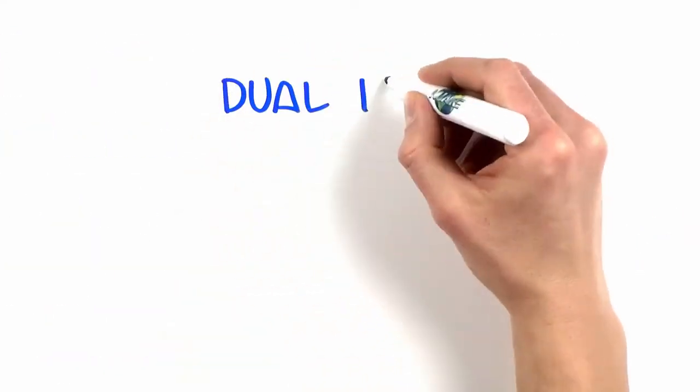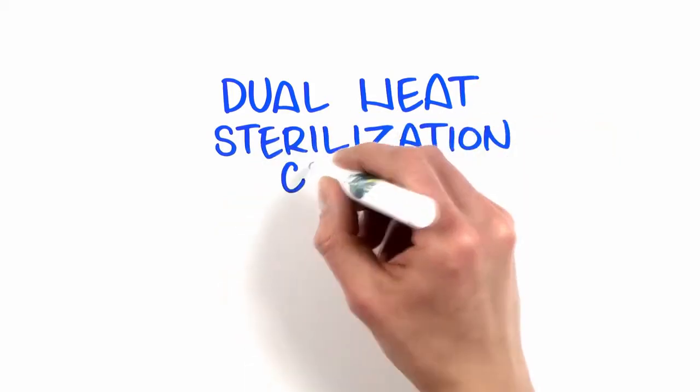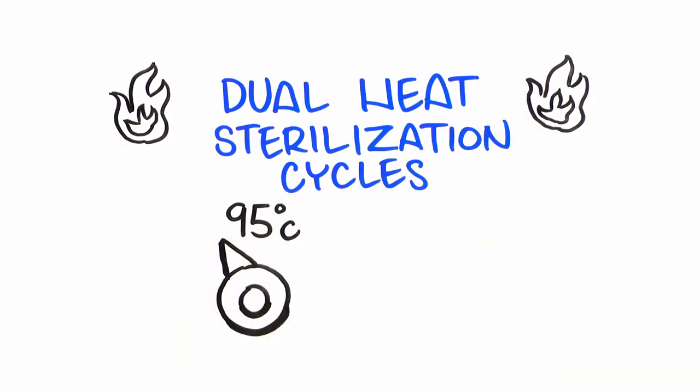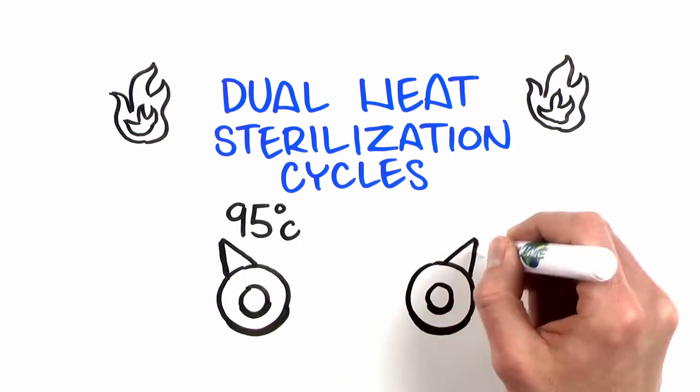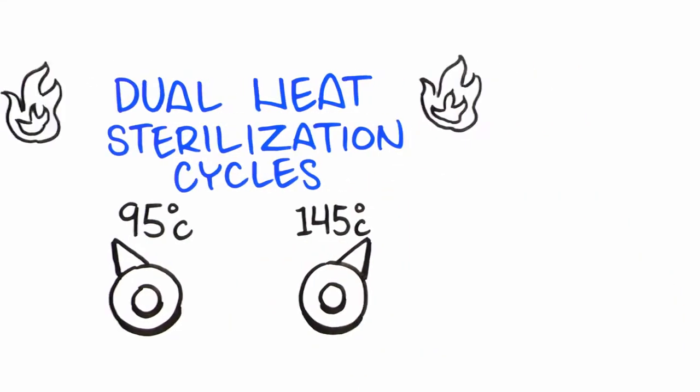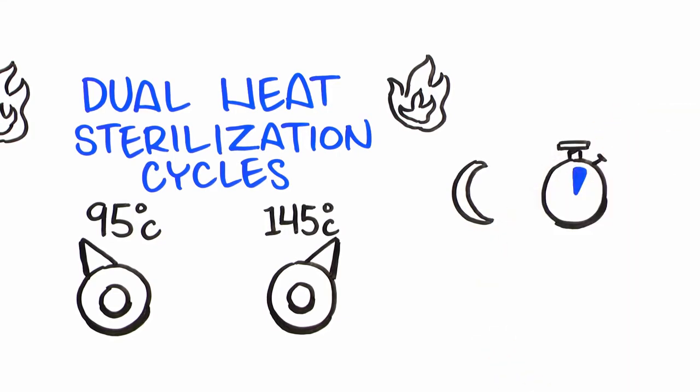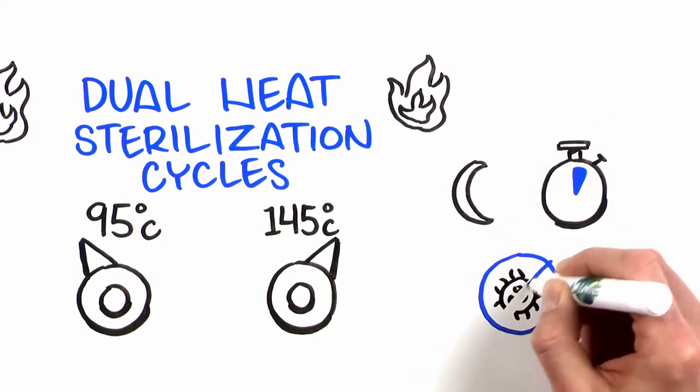NuAire is one of the few offering dual heat sterilization cycles, so you can choose whether to run the 95 degrees Celsius humidified or 145 degrees Celsius dry cycle. Either can run overnight, minimizing downtime, making it the perfect fit for the fight against contamination.